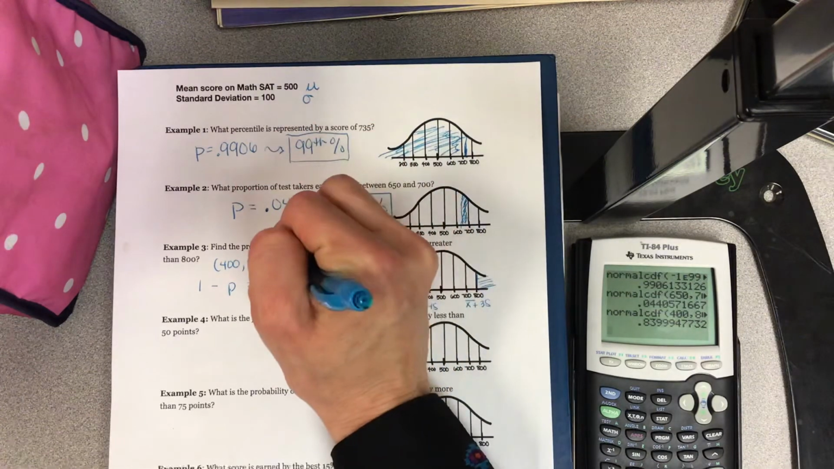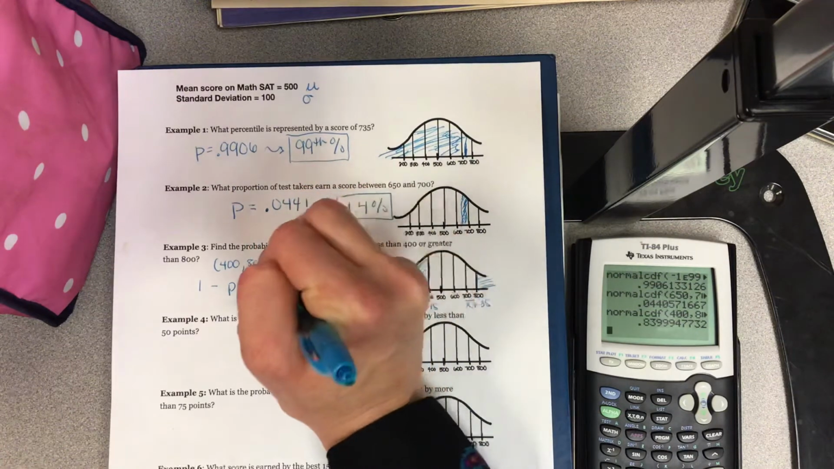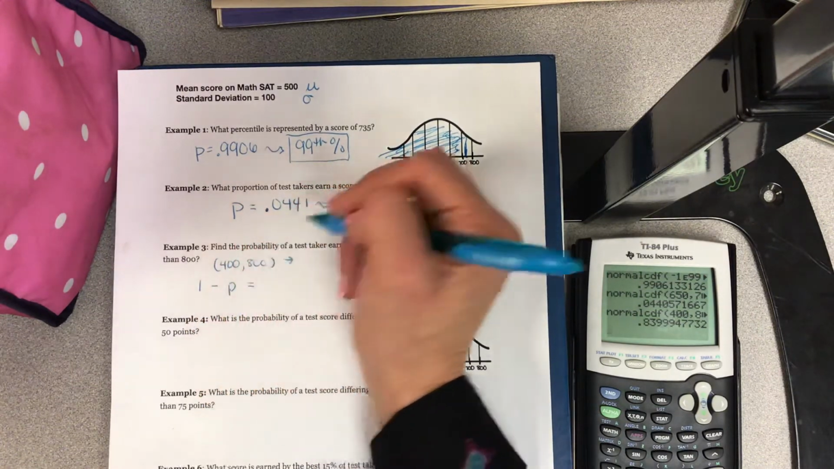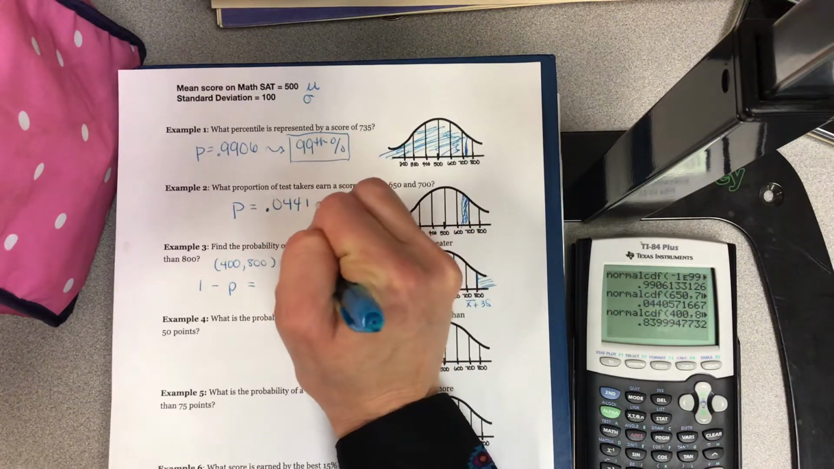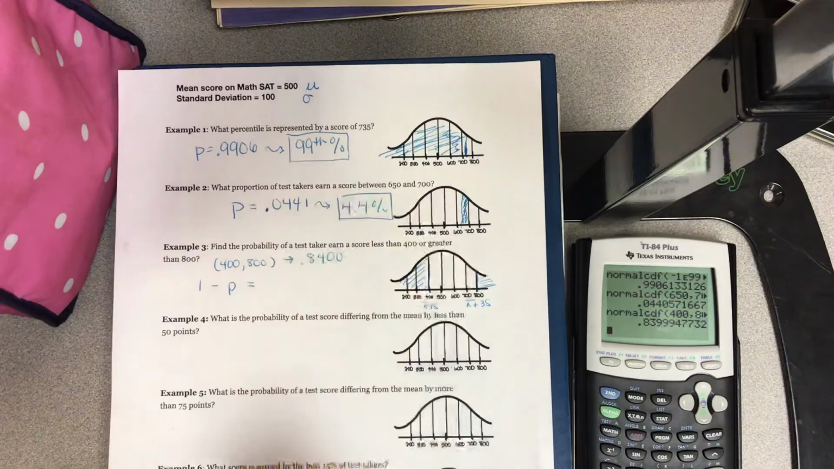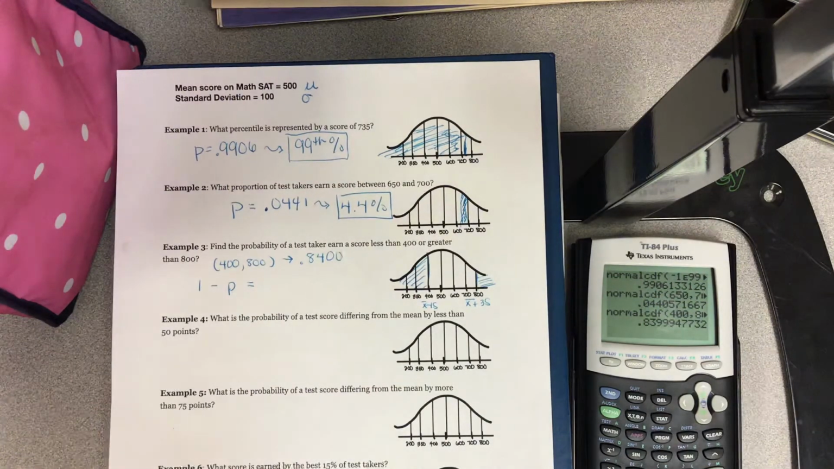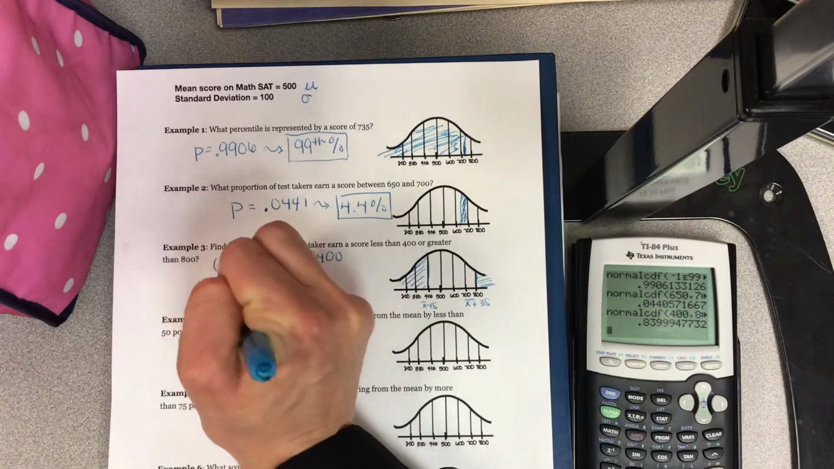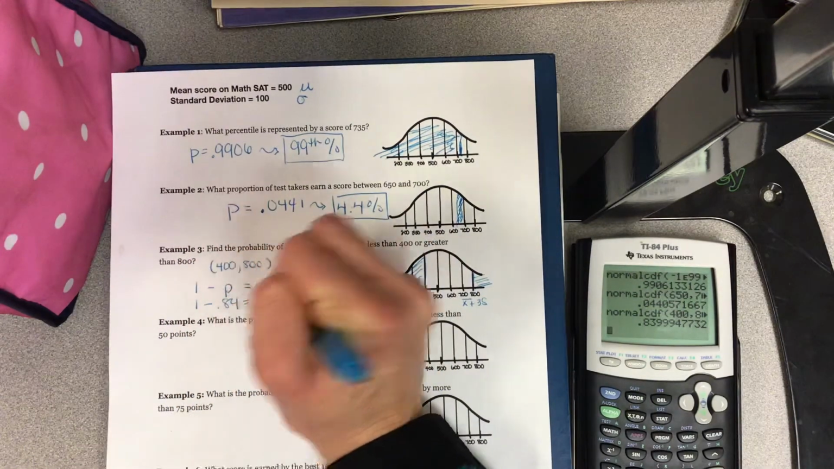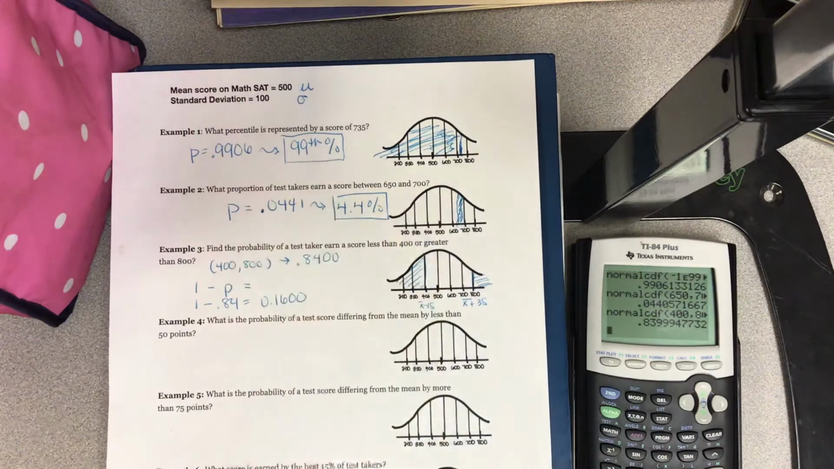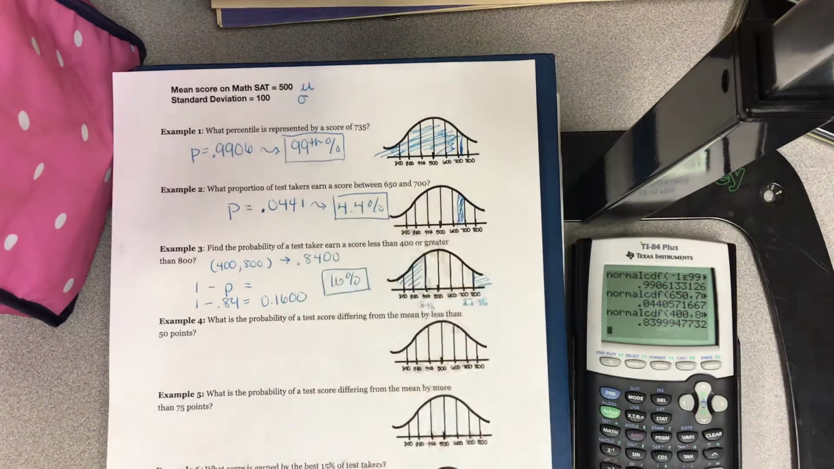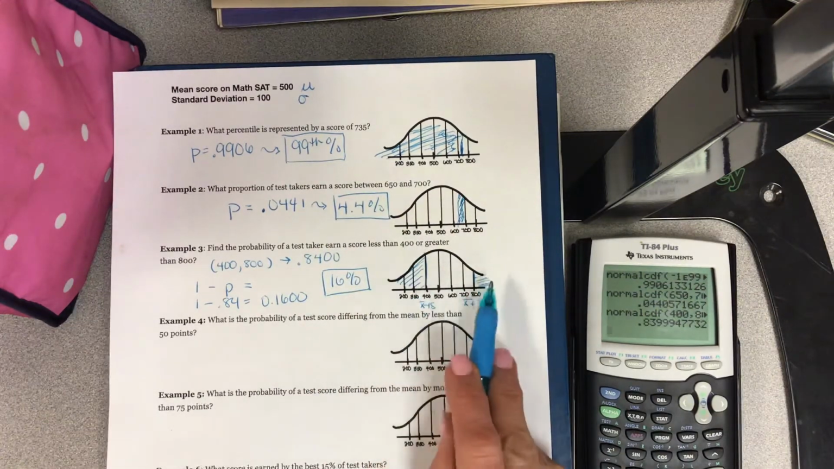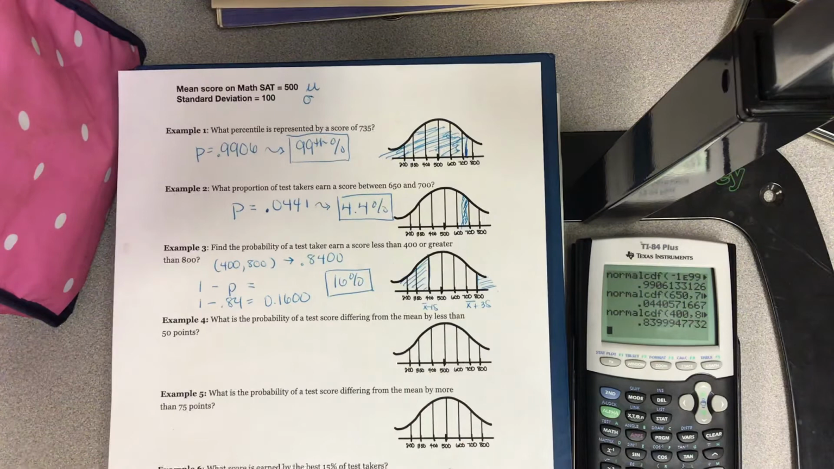And so we get a p-value for that interval within 400 to 800 as 0.8400, if I round it correctly, I believe. And so what we do then is we're just going to subtract that from 1: 1 minus 0.84. And so we get 0.1600. So 16%, or you have a probability, 16% probability of scoring less than 400 or greater than 800.